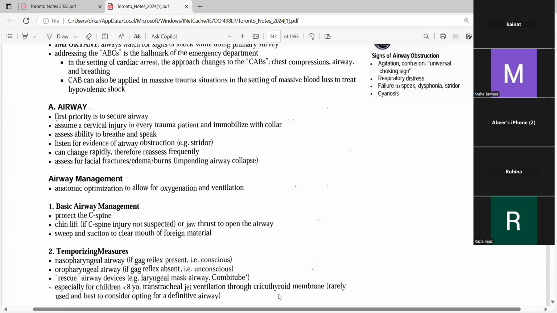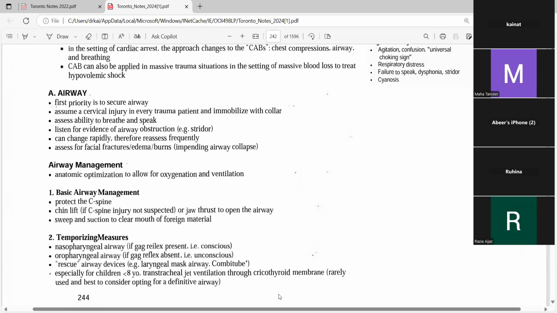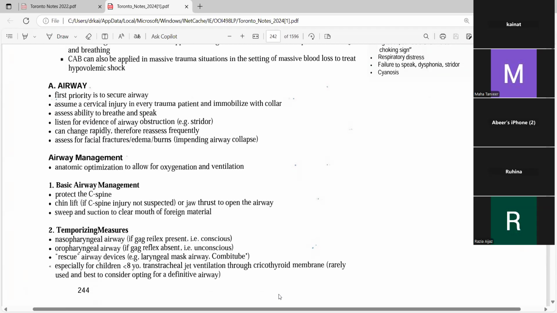Assume a cervical injury in every trauma patient and immobilize with the collar. Then assess ability to breathe and speak. Listen for evidence of airway obstruction, like stridor. It can change rapidly, therefore reassess the frequency, and assess for facial fractures, edema, and burns.